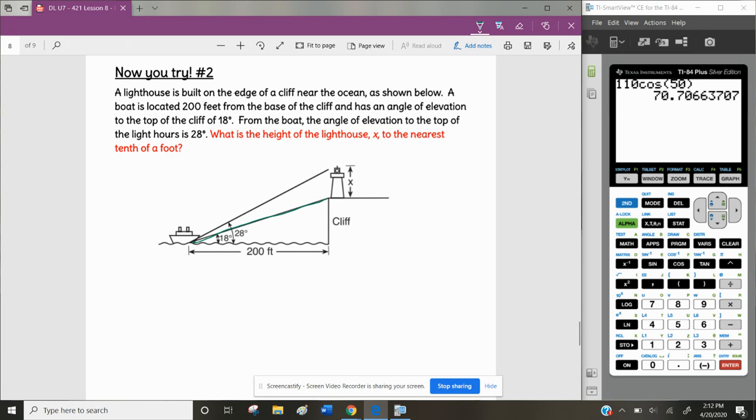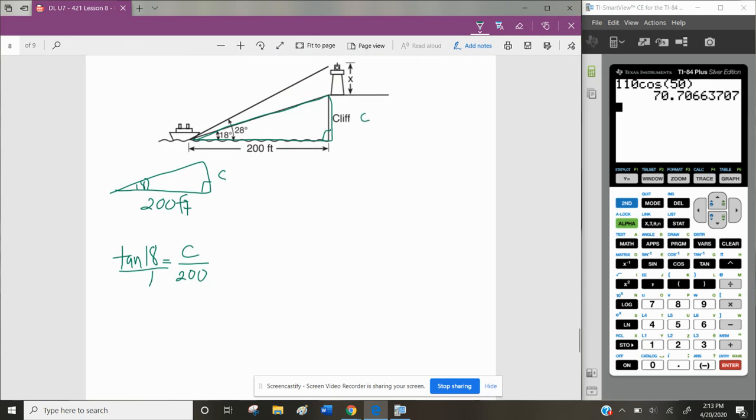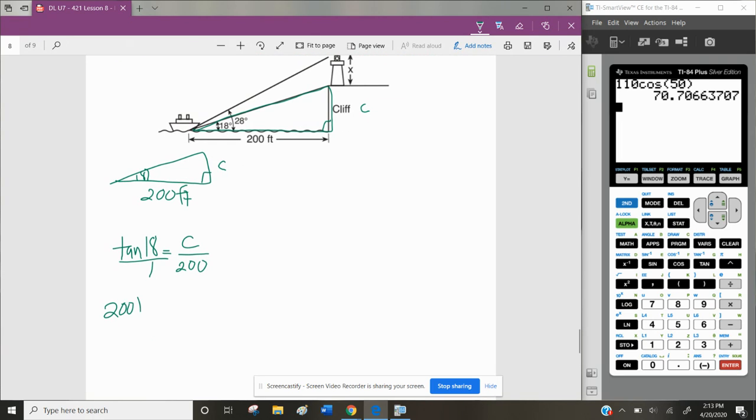So I have this smaller triangle, which gives me the cliff here, the cliff which I'm going to represent with C. All right, and so in this smaller triangle, I'll resketch it here. That's a terrible right triangle, but we're going to go with it. And that's my smaller angle of 18 degrees. So I have tangent of 18 equals the opposite over the adjacent, which is 200. And when we solve this, 200 times the tangent of 18 equals C.